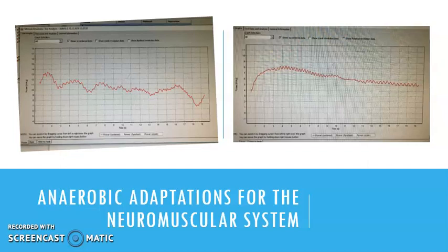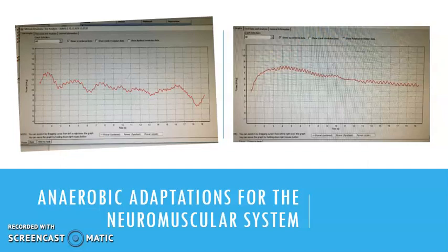Some other adaptations include an increase in the size of the fast oxidative glycolytic and fast glycolytic muscle fibers, meaning they perform hypertrophy and become stronger. This also happens to slow oxidative muscle fibers, but on a much smaller scale. Also, the percentage of fast glycolytic and fast oxidative glycolytic muscles will have increased, and the percentage of slow oxidative muscle fibers will decrease.